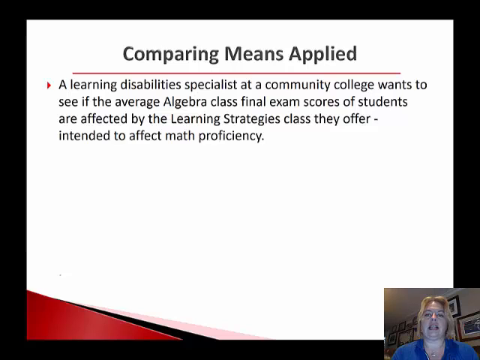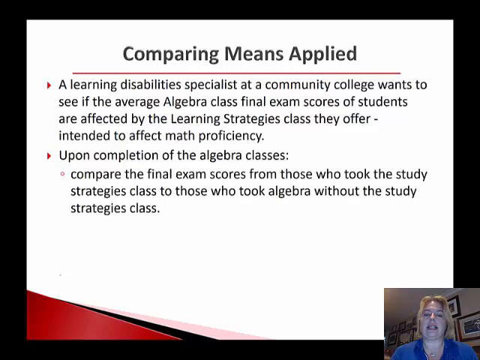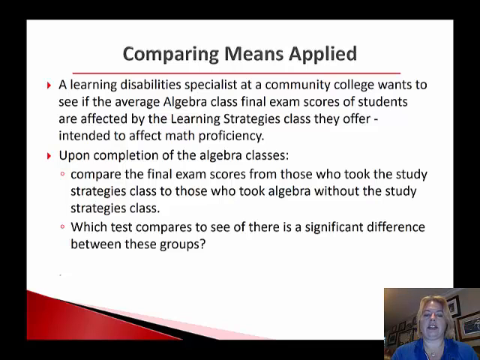A learning disability specialist at a community college wants to see if the average algebra class final exam scores of students are affected by the learning strategies class they offer, intended actually to affect math proficiency. Upon completion of the algebra class, they compare the final exam scores from those who took the study strategies class to those who took algebra without the study strategies class. So they have the means for both. Which test compares to see if there's a significant difference between these groups? The t-test does this comparison of means between just two groups.